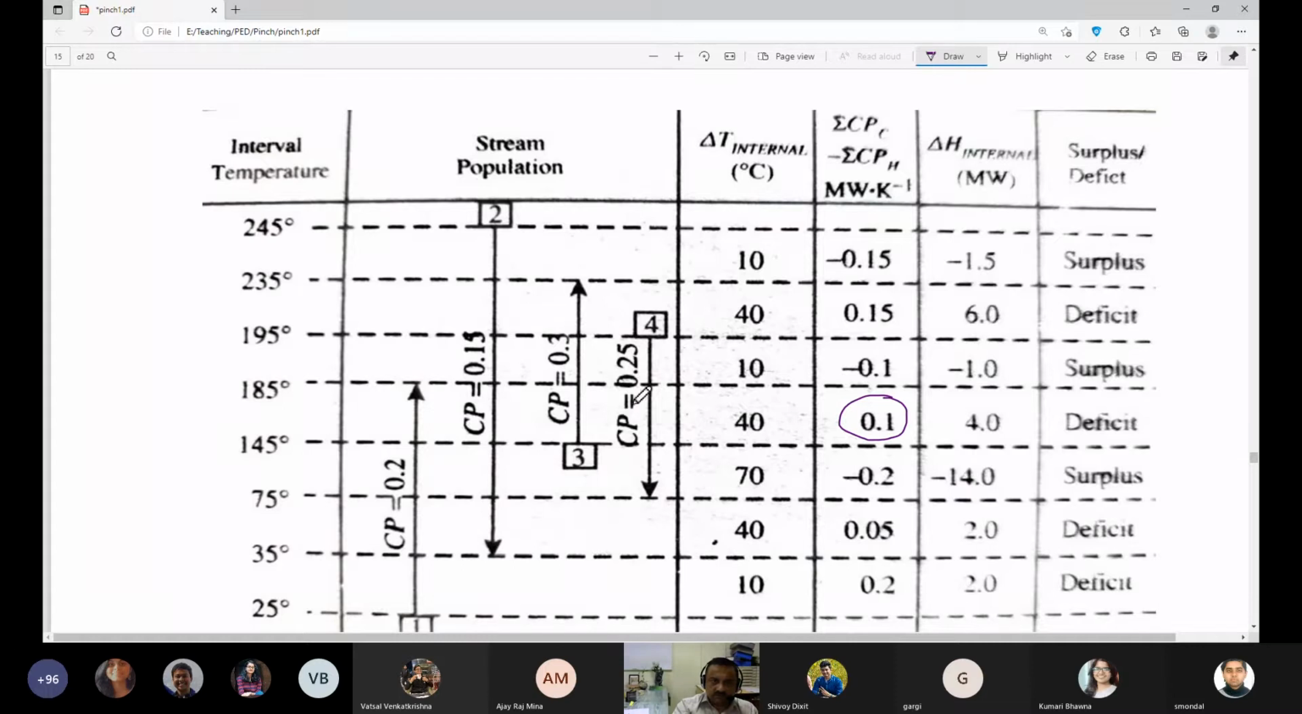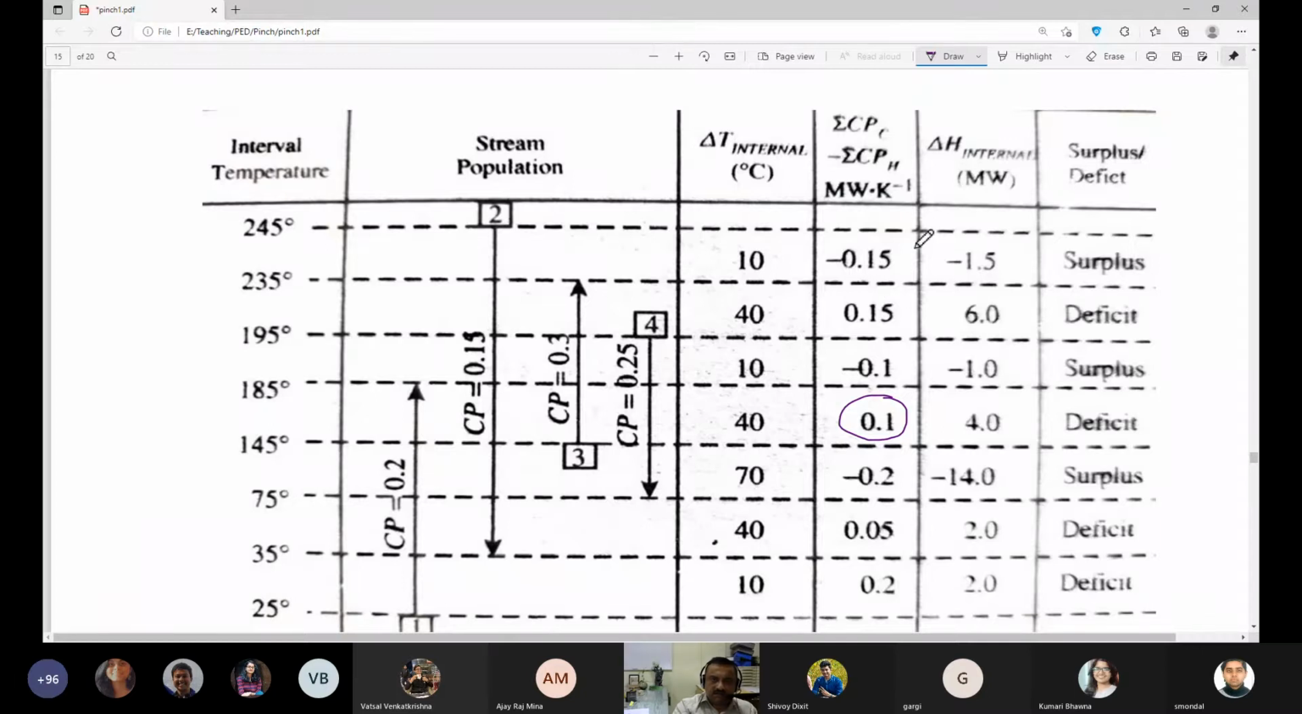So here I have all 4 streams. Here I have only one stream, and that happened to be the hot stream. So cold stream sum of CPC is 0, and sum of CPH is just one stream, and that CP value is 0.15. So since there is a minus sign, I write it as minus 0.15. So this is how we do.